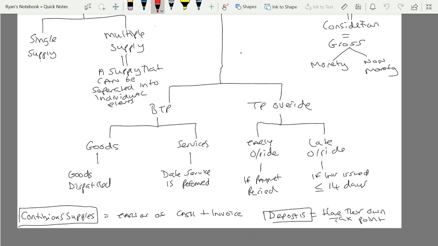Now, deposits, if we are having payments on account, deposits, perhaps more for services, they have their own tax point. So the tax point is when the deposit is paid. And similarly, with continuous supplies, there's a continuous element to the nature of the supply. It's the earlier of the cash or the invoice. Okay.